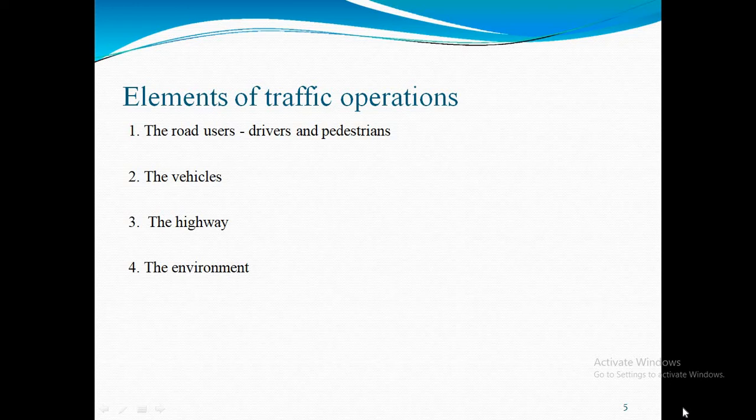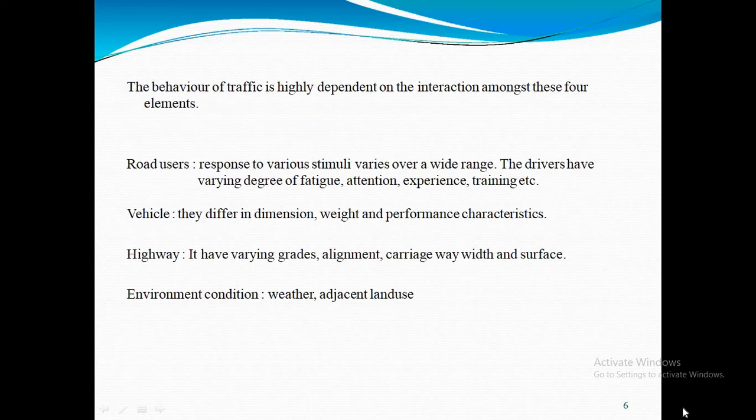The elements of traffic operations are road users, that is drivers and pedestrians, the vehicles, the highway, and the environment. These are the elements of traffic operation conditions. Traffic behavior is highly dependent on the interaction amongst these four elements. Road users' response to various stimuli varies over a wide range. Drivers have varying degrees of fatigue, attention, experience and timing. Vehicles differ in dimension, weight and performance. Highway characteristics include the grades, alignments, carriageway width and surface, environment condition, weather and adjacent lands.